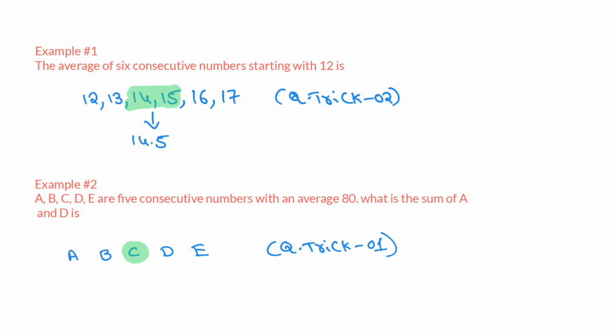So if we know one number among a set of consecutive numbers, then we can write the remaining numbers. So the value of C is 80. Then the value of B becomes 79 and the value of A will be 78. Similarly, the value of D is 81 and the value of E is 82. Here we need the summation of A and D, which is equal to 78 plus 81. That value is 159.